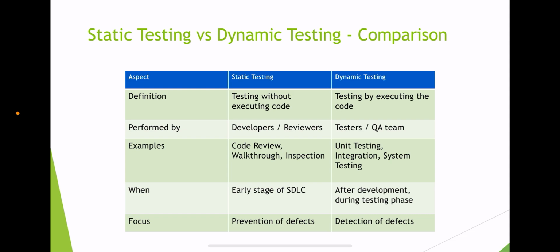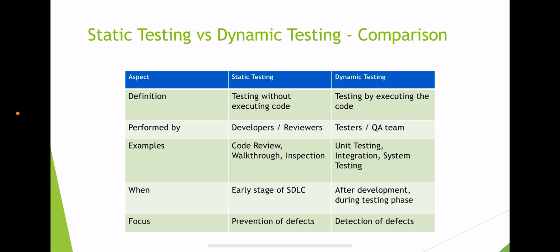So first we will consider the definitions. Static testing is testing without execution of code, whereas dynamic testing refers to testing by executing the code, meaning after deployment. Static testing is generally performed by developers or reviewers, in respect to testers.